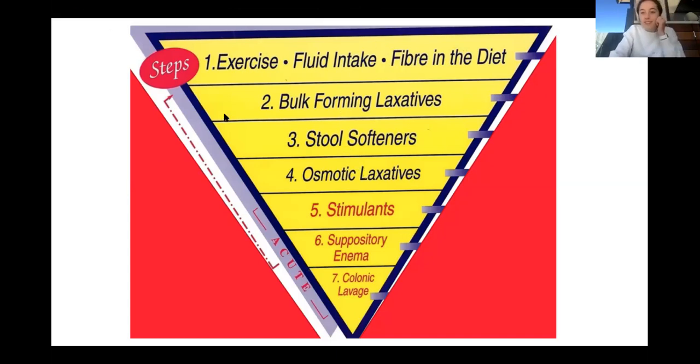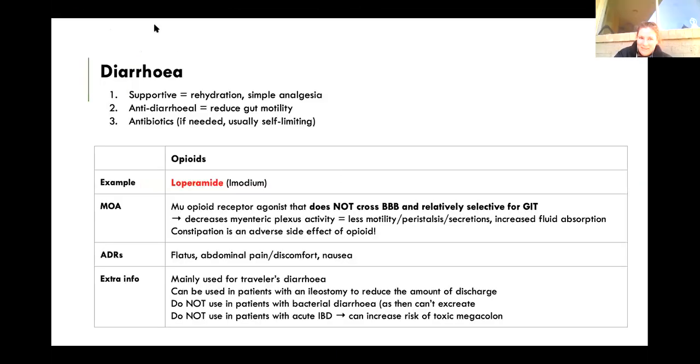Oh, are you finished with this slide? Yeah. Okay, so with diarrhea, usually it's just supportive, and you rehydrate them, maybe give them analgesia. But if they need it, you can give an antidiarrheal, and usually this is an opioid like loperamide, and they're an agonist at the mu-opioid receptors, and this one's important because loperamide does not cross the blood-brain barrier, and it's selective for the GIT tract.